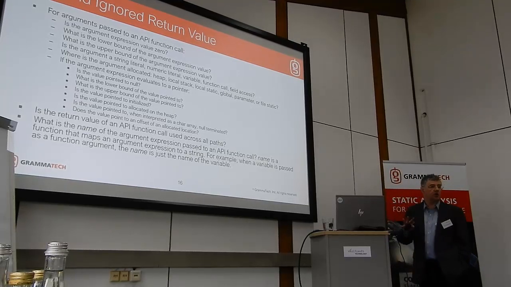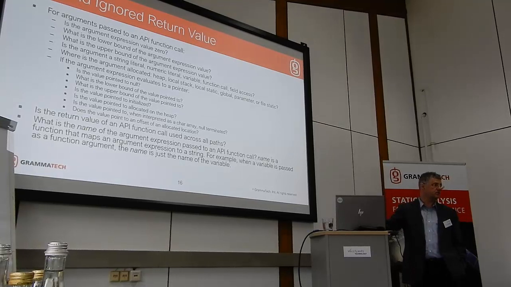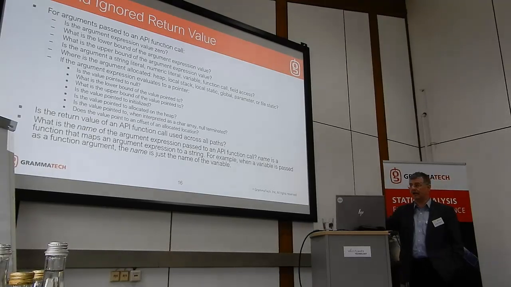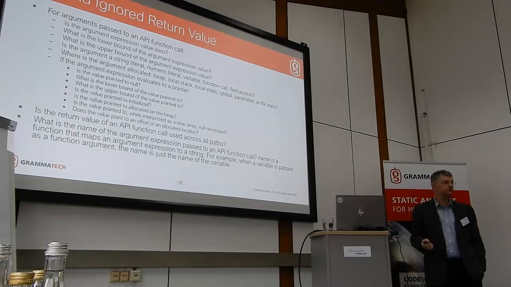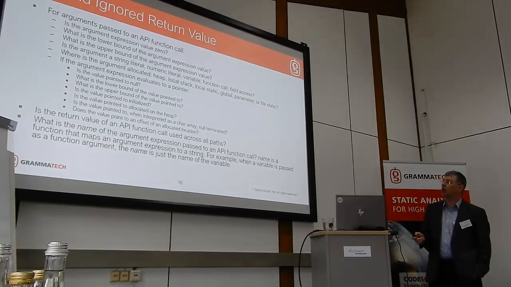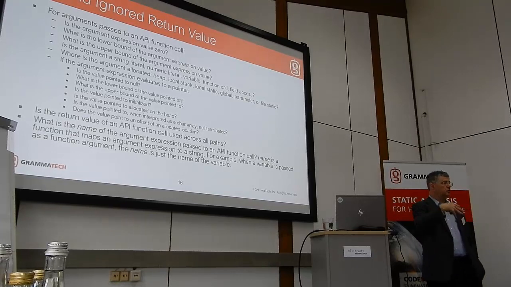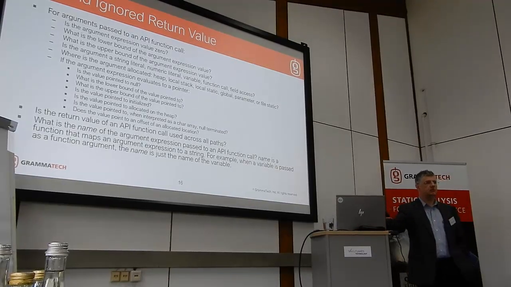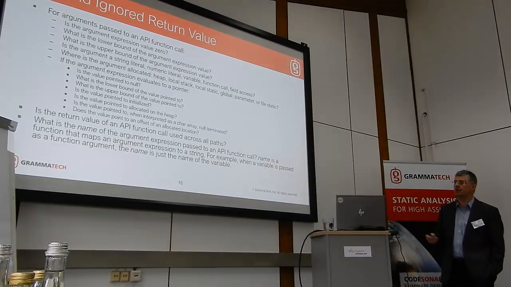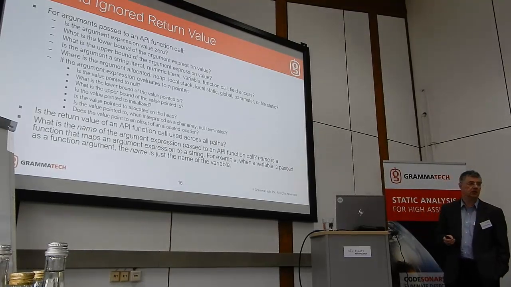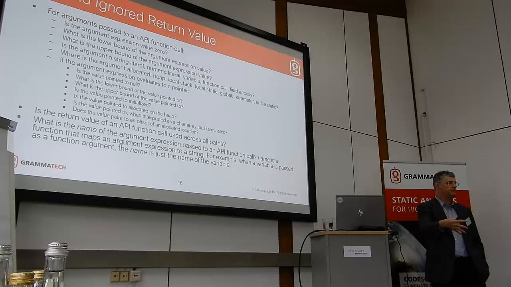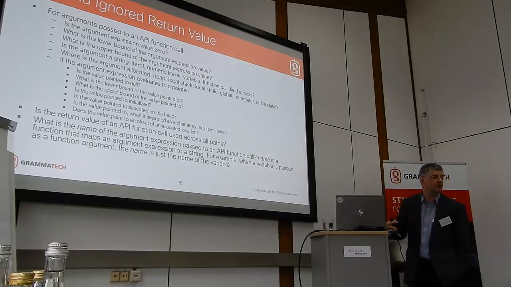Now, so far I've just been talking about ignored return values, but there are lots of other things that you could ask about APIs. And here are some of them. So when you're using an API, you're passing in some values. Are those values in the right range? Upper bounds, lower bounds?